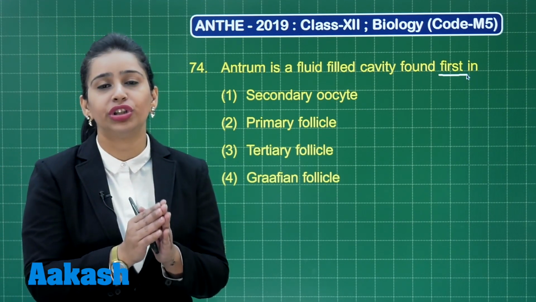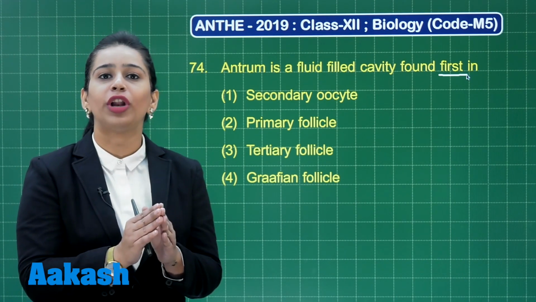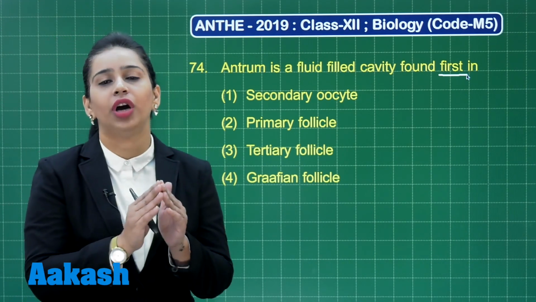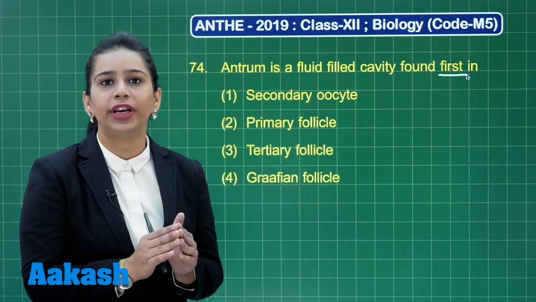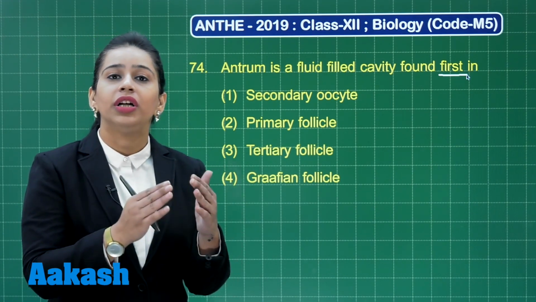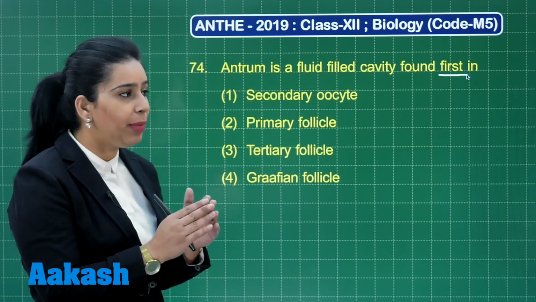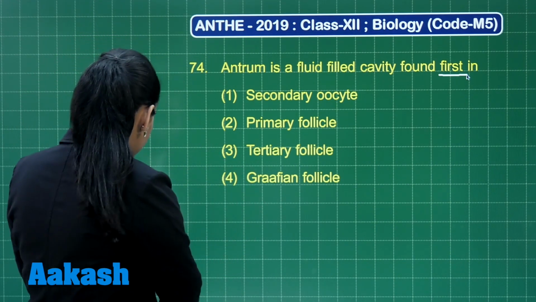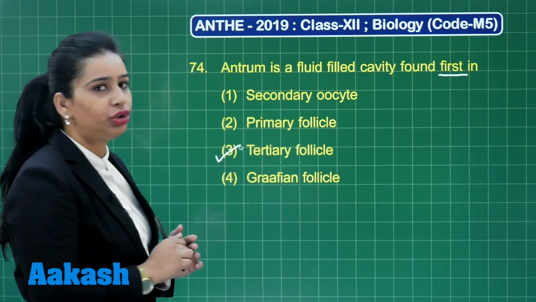its first meiosis to give rise to secondary oocyte, and tertiary follicle is the stage where this antrum, the fluid filled cavity, is found first. Now this tertiary follicle matures to form Graafian follicle, and this Graafian follicle ruptures to ovulate. Though the fluid filled cavity antrum is also found in Graafian follicle, it is first found in tertiary follicle. So out of these four options, the correct answer is obviously option number 3, tertiary follicle.